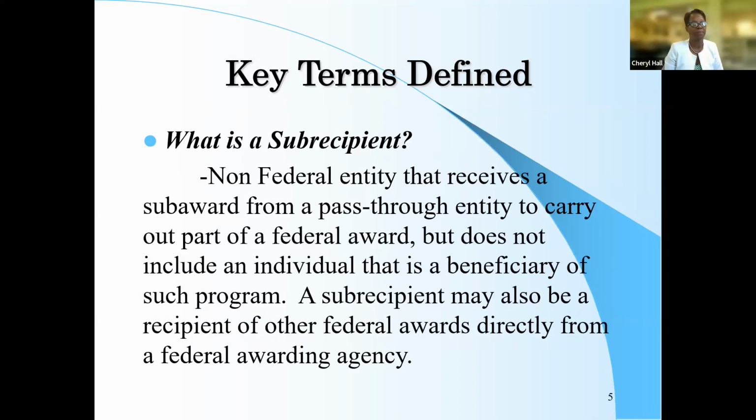What is a subrecipient? A subrecipient is a non-federal entity that receives a subaward from a pass-through entity to carry out part of the federal award, but does not include an individual that is a beneficiary of such program. A subrecipient may also be a recipient of other federal awards directly from a federal awarding agency. So if Nichols receives a part of our award, which is deemed a subaward, they are also eligible and can receive awards on their own as a prime awardee, meaning as a pass-through entity.